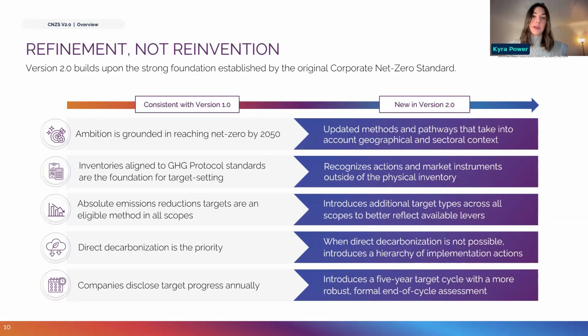Next, direct decarbonization, meaning actions that target emissions reflected in the physical inventory, remain our priority. The standard is designed to guide companies towards pursuing real change in their operations and value chains, while recognizing that interim measures may need to be less direct as broader systems decarbonize. Last, we're moving towards a new 5-year target cycle, which we will see in more detail momentarily, that concludes with a robust end-of-cycle assessment of target progress.